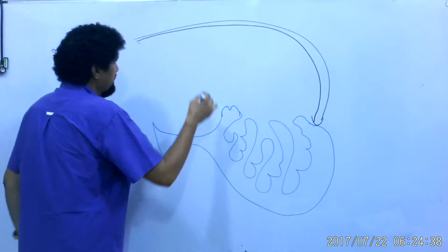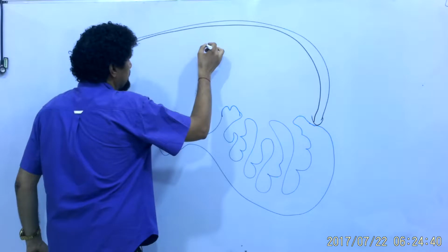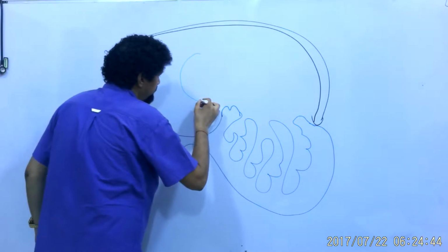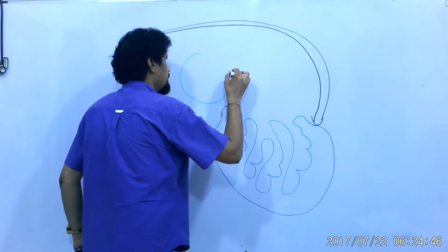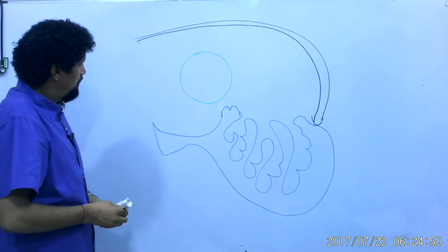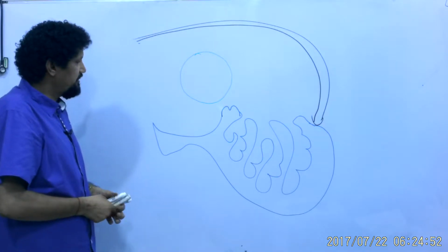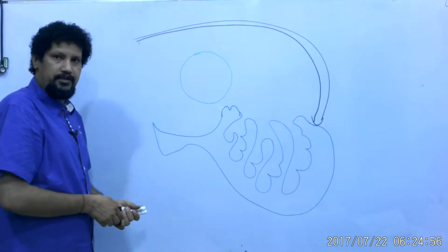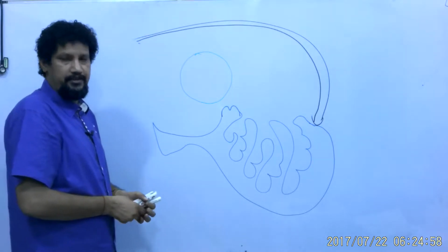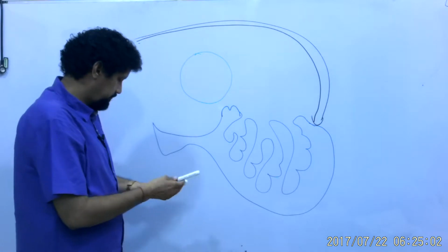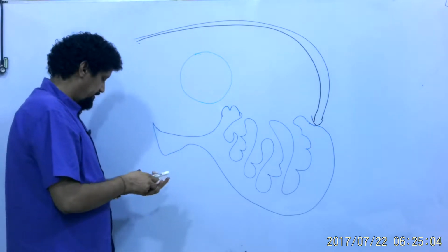and here we can see a round elevation, which is produced by the first turn of the cochlea. What are the turns of the cochlea? It has 2 and 3/4 turns. I will talk in detail in my next lecture.